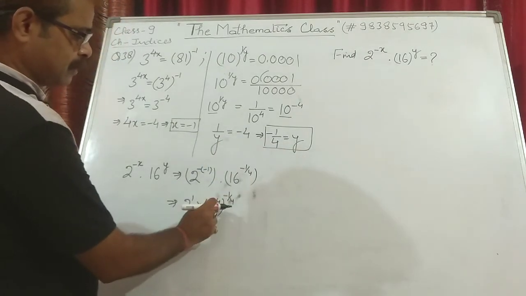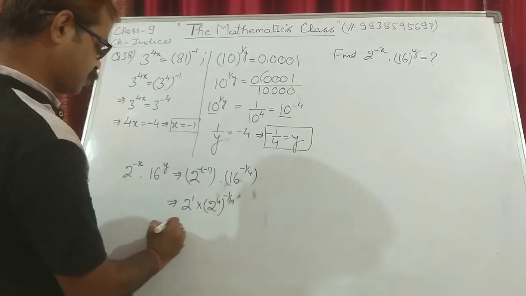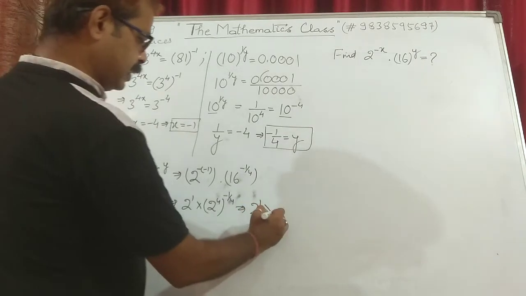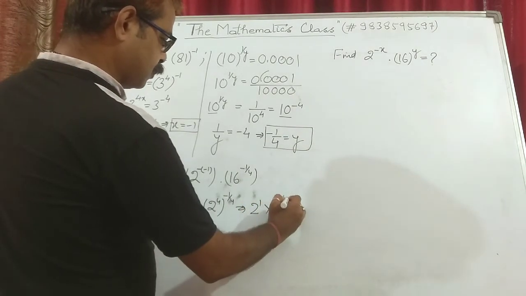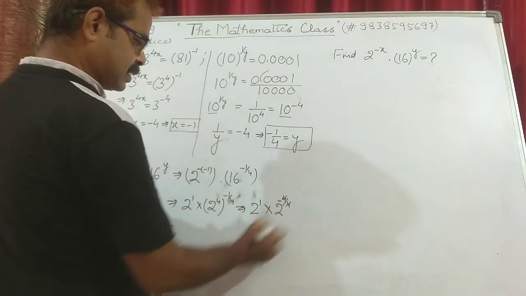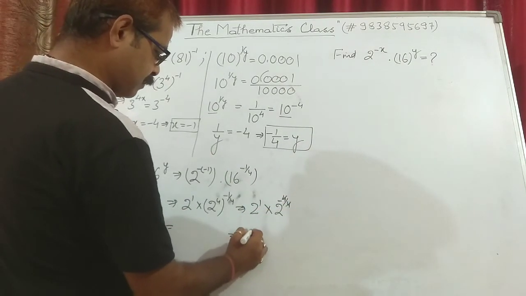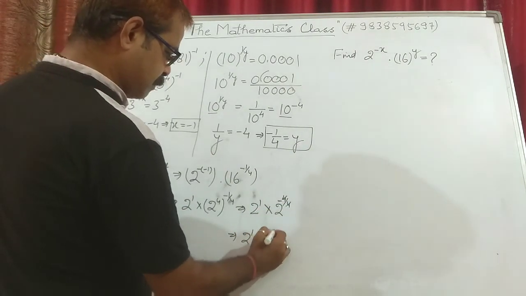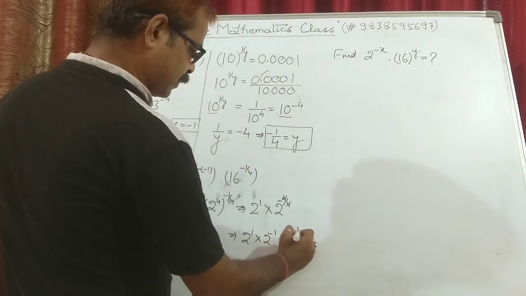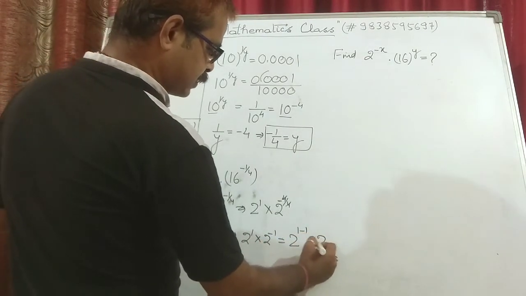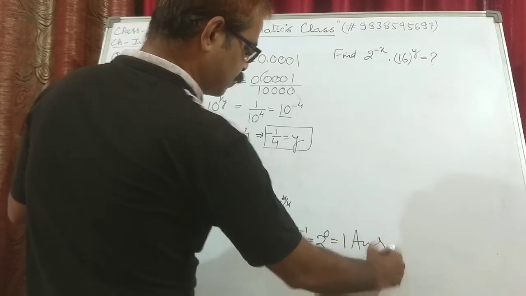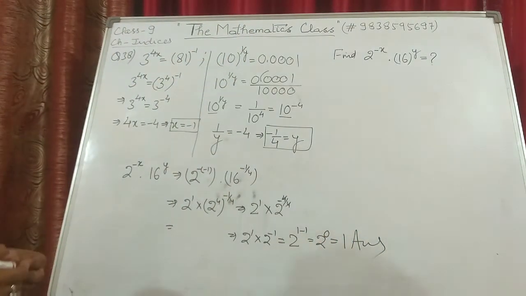We know power of powers get multiplied, so this can be written as 2 to the power 1 into 2 to the power 4 upon 4 of negative. So this and this will cancel. It means 2 to the power 1 into 2 to the power minus 1. You know when the bases are equal, powers get added. So 2 to the power 1 minus 1. 1 minus 1 is 0. 2 to the power 0. Something to the power 0 is always 1. That is the final value.